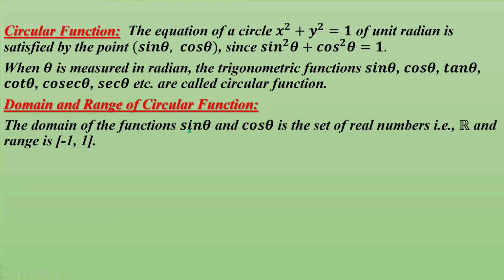The domain of the functions sin theta and cos theta is the set of real numbers, because we can use any real number value in sin theta and cos theta, but the range will be -1 to 1. That means the maximum value of sin theta and cos theta will be +1 and the minimum value will be -1, and other values will be between -1 and +1.